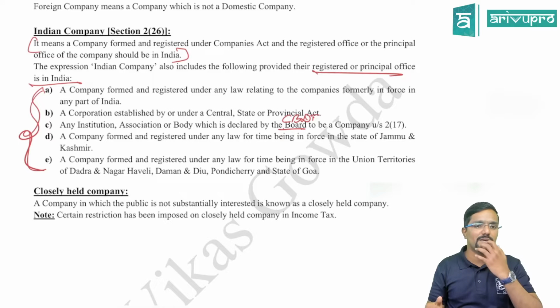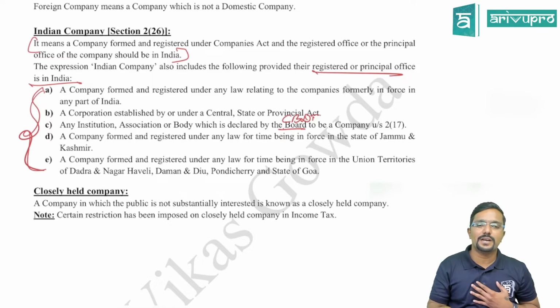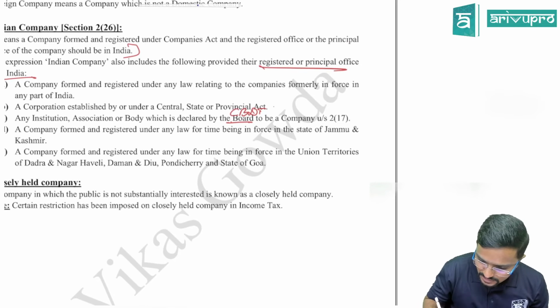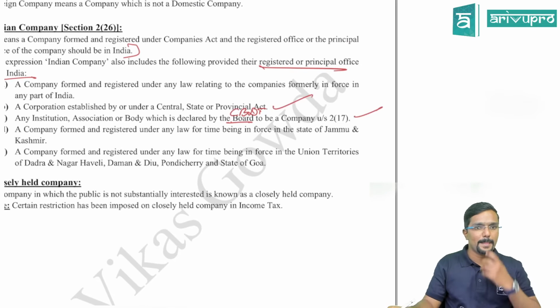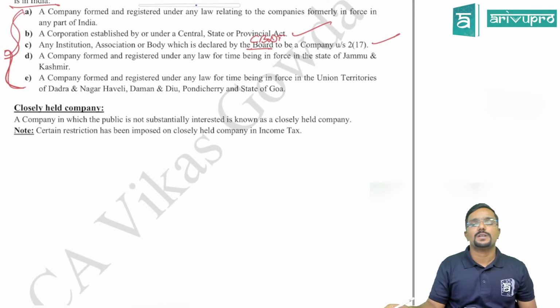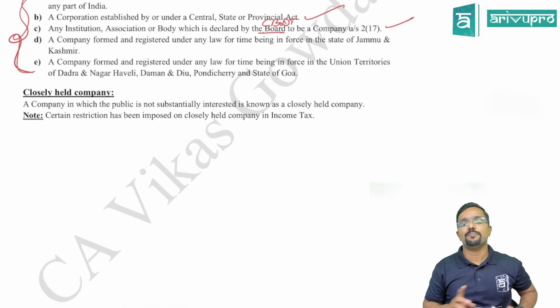All the other points, whatever I read from A to E, are almost outdated as of now. But this is there. This and this might be relevant even today: the corporation established, and the institution or association declared by the board. Yeah. Next, closely held company.